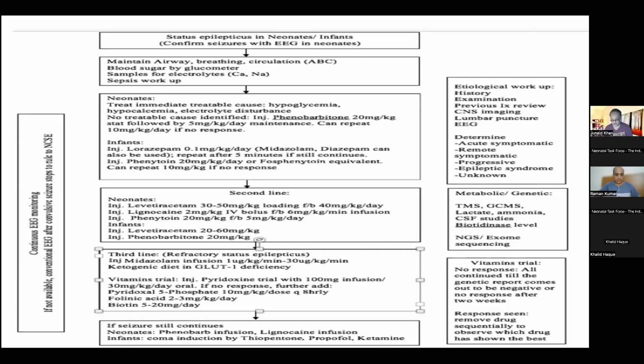Right, sir. Another question, sir. Is there any criteria for duration, a cut-off for when to stop anticonvulsants if seizures are controlled?